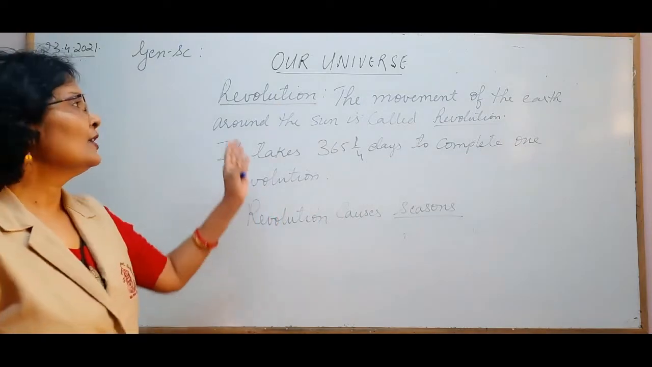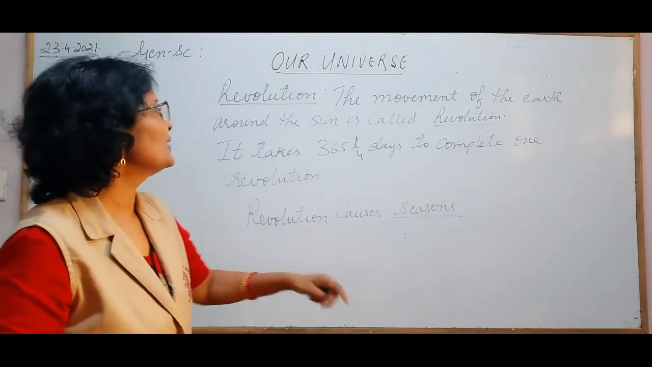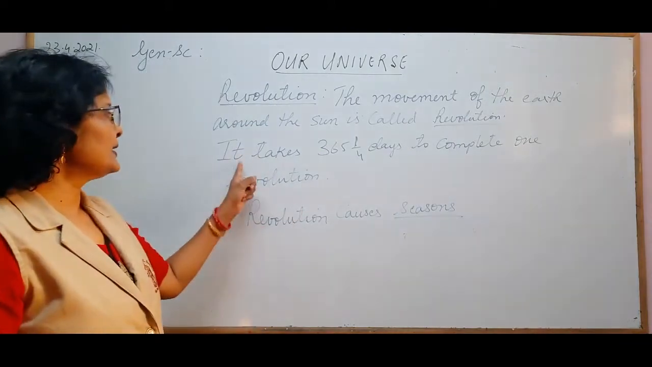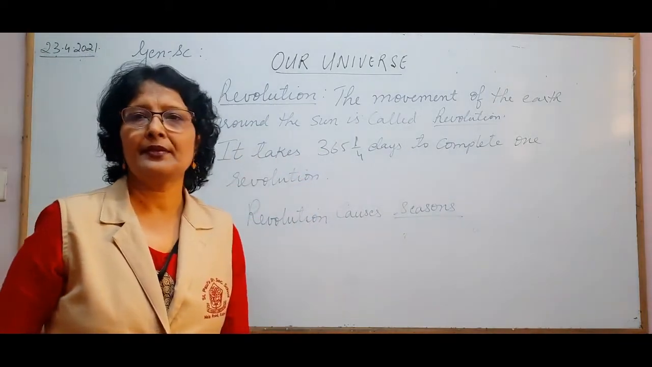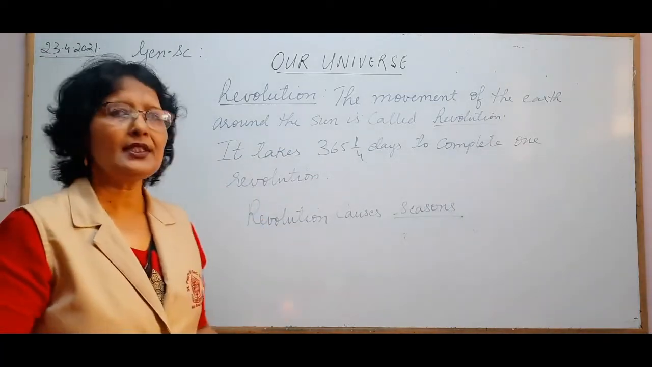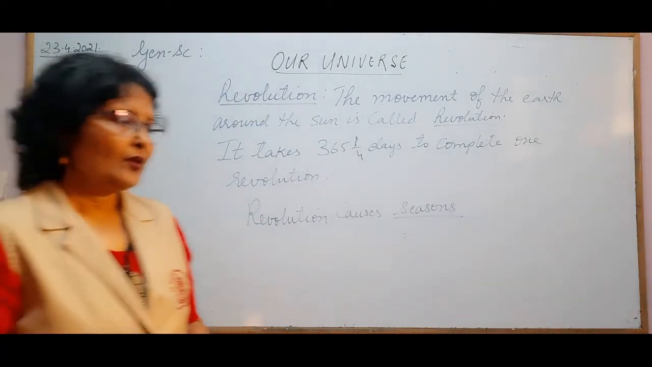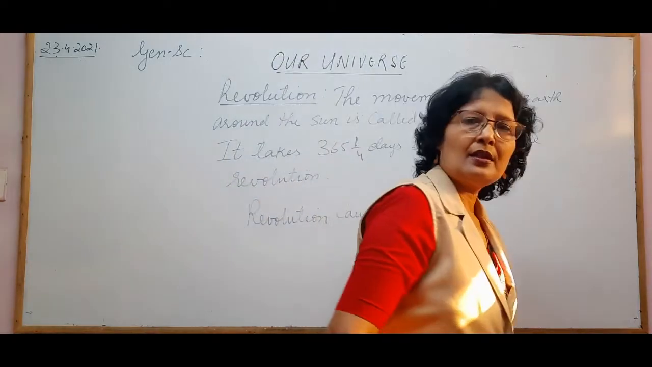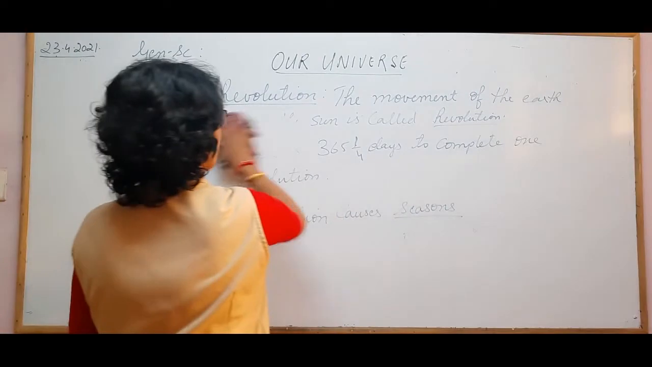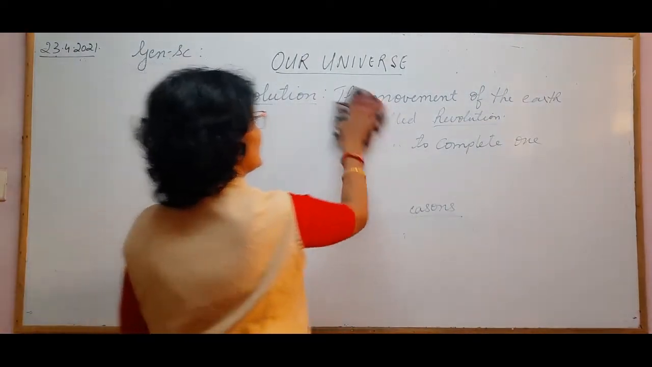Is that clear? So here revolution, the movement of the earth around the sun, takes 365 and 1/4 days to complete one revolution, and it causes season. You have to keep only these three things in mind, and I'll show you the diagram.